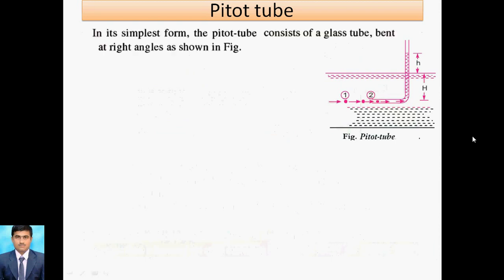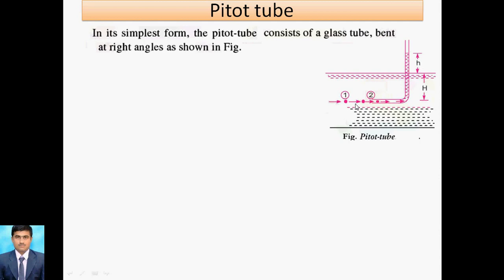Here we consider point number 1 and point number 2. Point 1 is at the outside and point 2 is at the inside, or you can say at the initial stage of the pitot tube. The pitot tube is made from a glass tube which is bent at a right angle. So here two heights are there. The first height is for the liquid level, and after conversion of the kinetic energy, it rises above the side, that height is h.